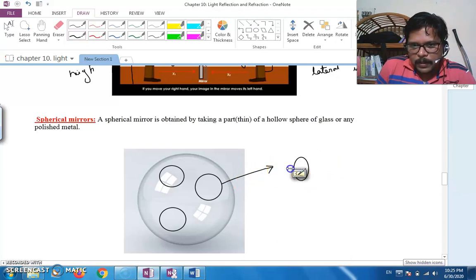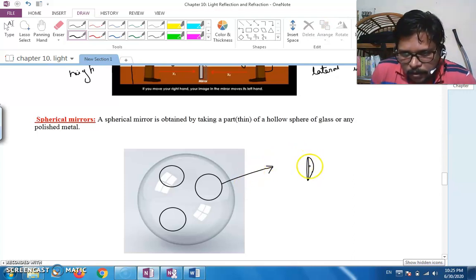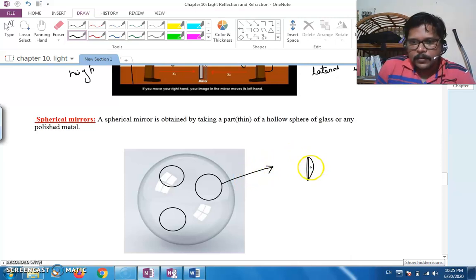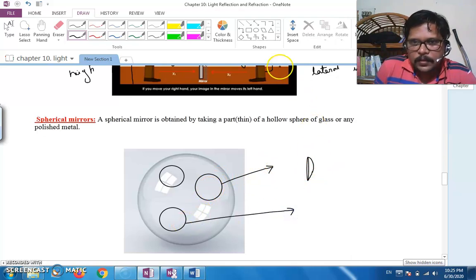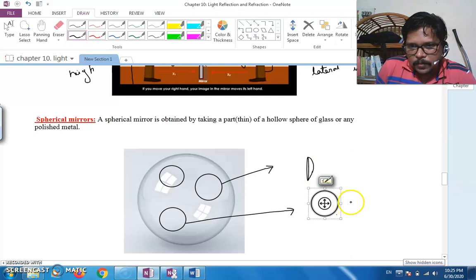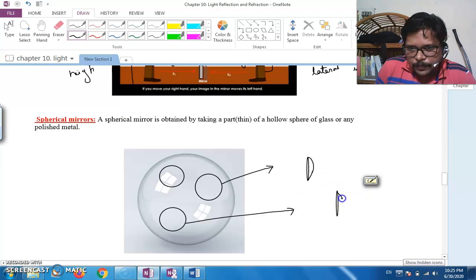Now I'm going to draw the side view of this part. The side view will be somewhat like this, because we cut it, and that hollow shape gives the side view. I'm going to bring this one out and turn it, and the side view will be like this. This is cut from a hollow sphere, so it will have a side view like this.